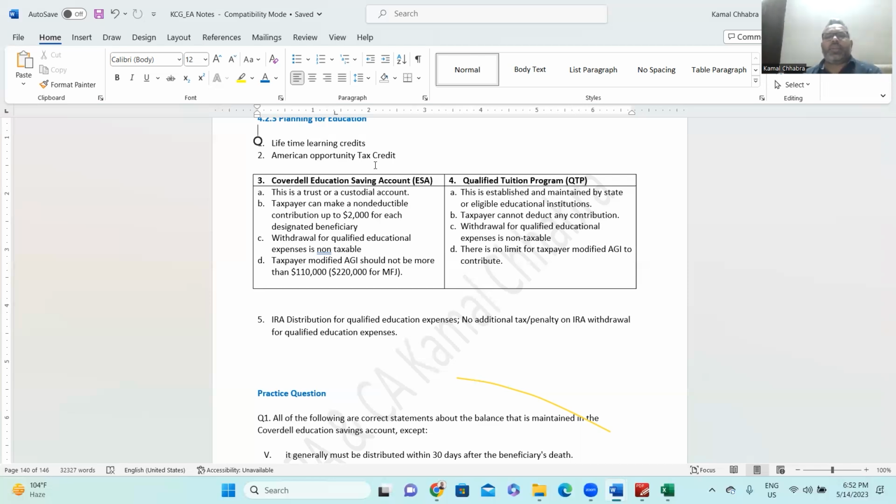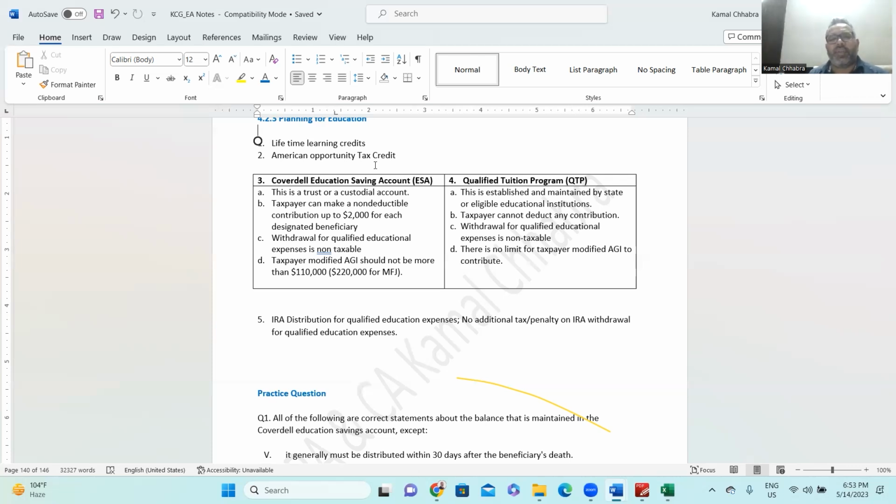Now, two more things here. One is the Custodial Education Savings Account. If you remember, in chapter 3 we studied the HSA, health savings account. In the same way, there is an education savings account also. There are two categories of education savings account. One is the Custodial Education Savings Account. Second is the Qualified Tuition Program.